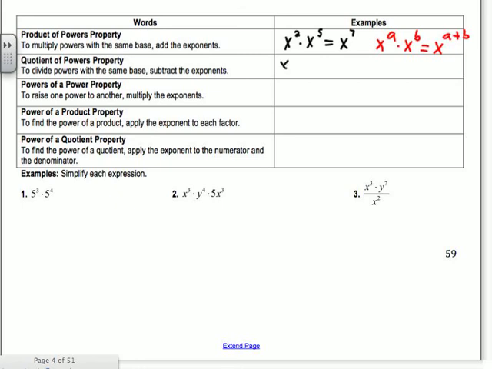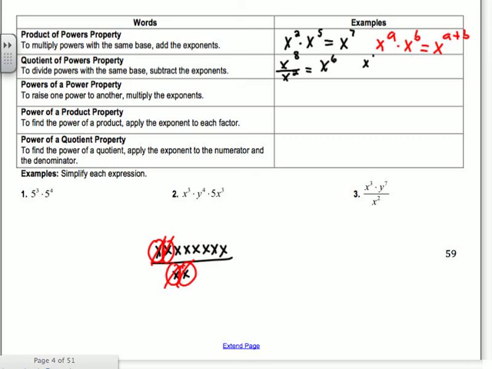Okay, if I have x to the 8th over x to the 2nd, a lot of people say that that's x to the 4th. They just do 8 divided by 2. But think of it in expanded form. If I had 8 x's on top and 2 on bottom, if I have something in common on the top and the bottom, like 2 over 2, it would reduce, right? So x over x reduces. How many would I have left? 6. So you subtract your exponents. So it's x to the 6th.